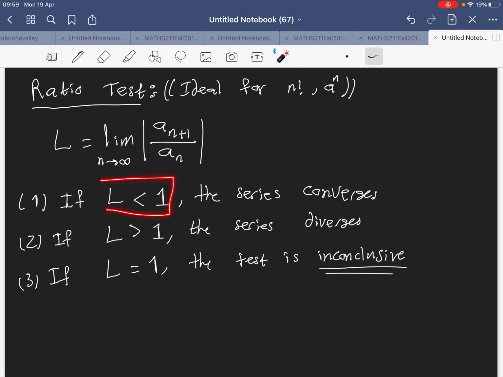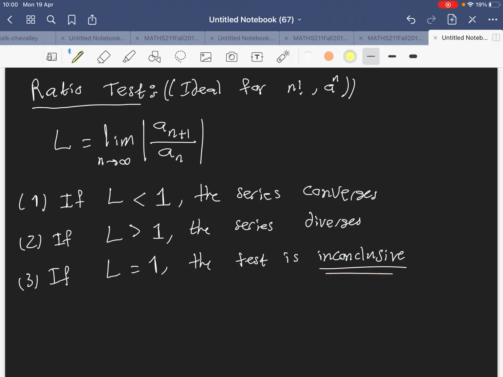Now, if L is less than 1, the series converges. You just have to stop and say the series is convergent using the ratio test with L less than 1. Now, if you get L is greater than 1, including infinity, because infinity is greater than 1, then you have to stop and you will say your series diverges. Now, the worst case scenario is when L is exactly 1, and in that case, the test is inconclusive. We don't know if it converges or diverges using this test.